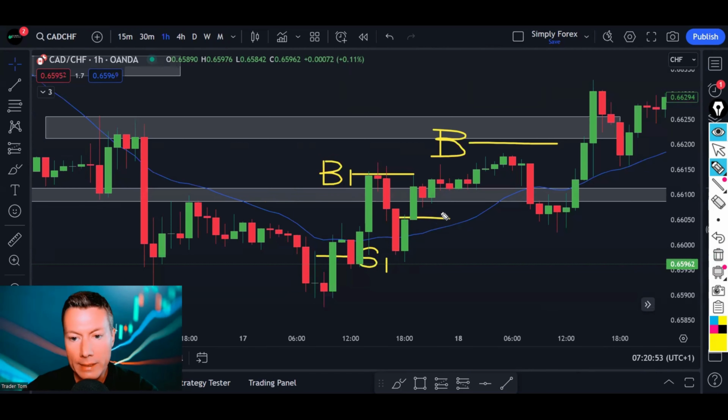And then this area here is where I closed my buy trade. Remember, my bias is to sell, so I don't want to be in a buy trade. I want to be selling. So why did I get out of this position here?